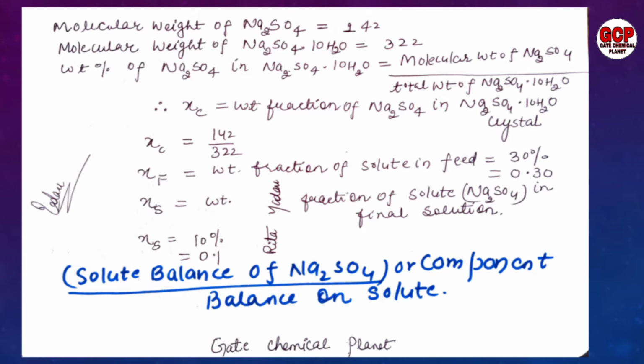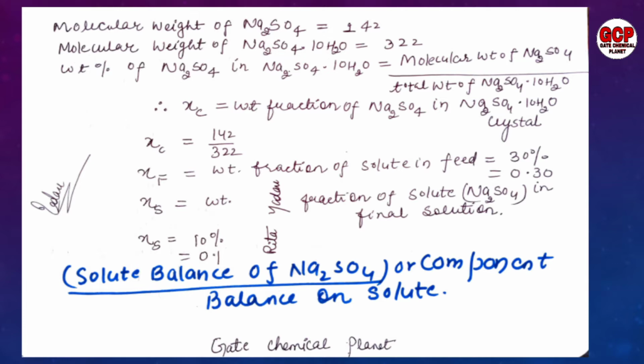Some of the students told me to discuss how to calculate the values of XC, XF and XS, because in the last lecture they were not able to calculate these values. I have already explained, but here I am giving more details on how to calculate them. First we have to learn some values. The molecular weight of Na2SO4 is equal to 144.